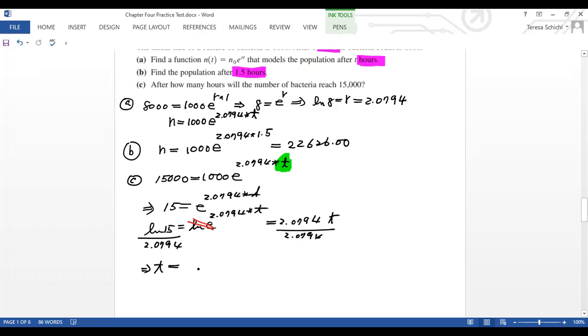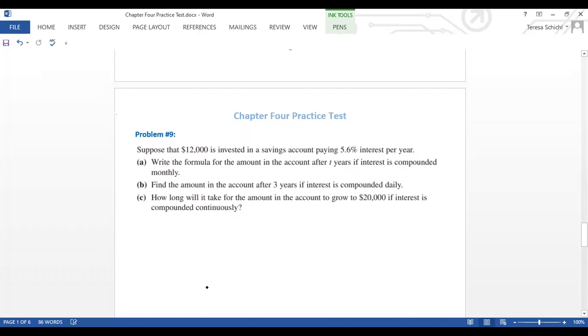T is going to be natural log 15 over 2.0794. So very close to 1.3 hours, right? So it's a little bit more than 1 hour here. So this is how we use this exponential formula. Okay, let's take a look at the next one, problem number 9 here.